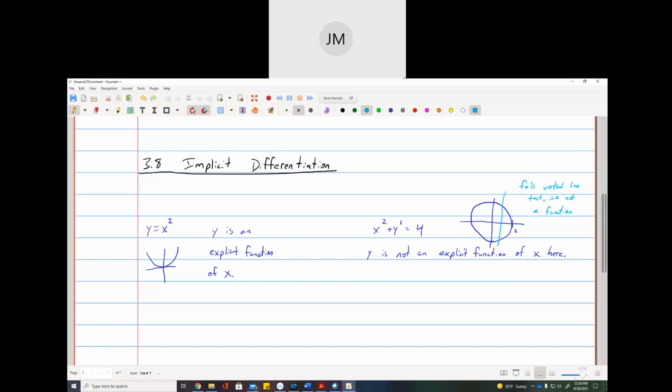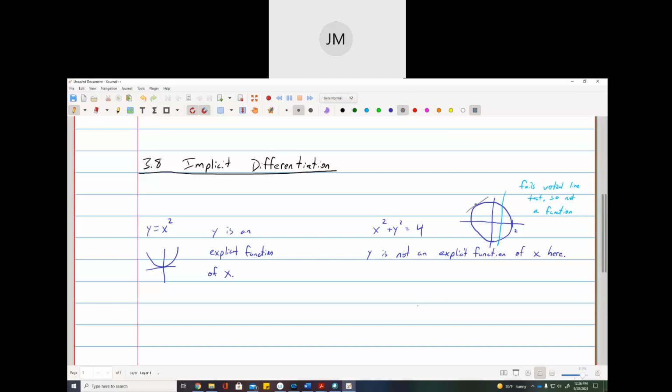Okay, however, we still want to be able to work with something like this. We still want to say, oh, I can look at this. I can draw a graph. I want to be able to do calculus on it. I could still look at a point on this circle and compute a tangent line. So, I should be able to do that type of thing. And all of my rules require me to have functions, so how do I get around that?